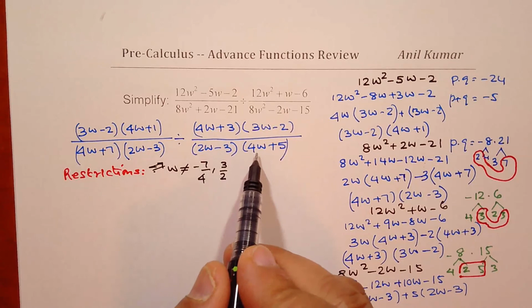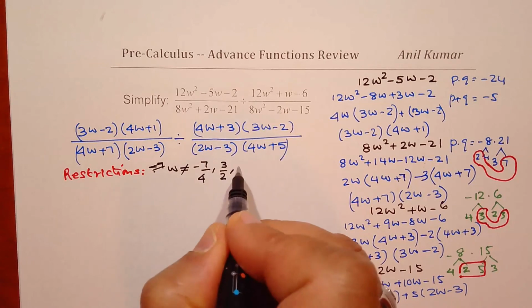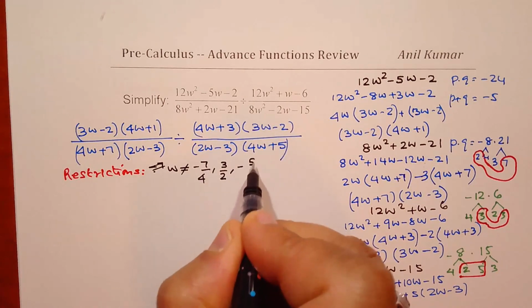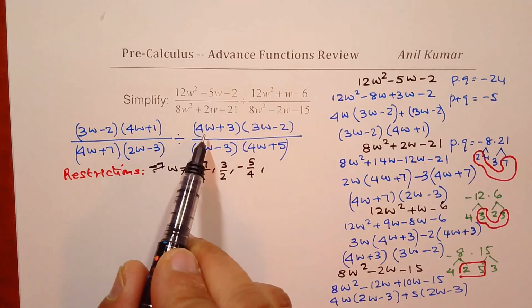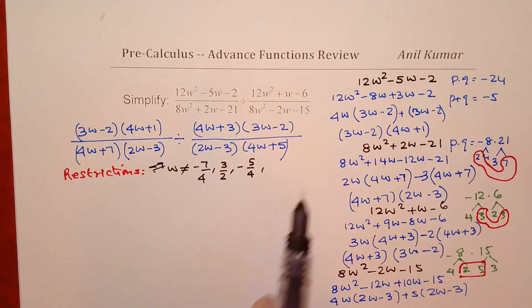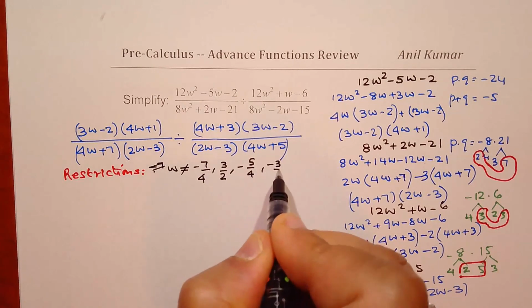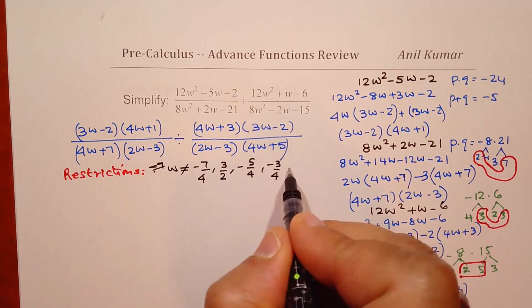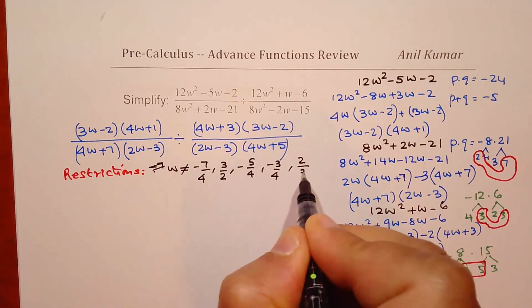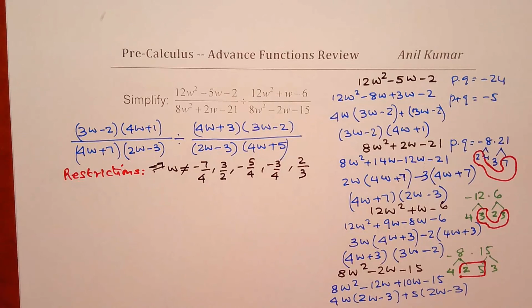Then we have here minus 5 over 4. We have to look into the numerator of the divisor also. Minus 3 over 4. And here we get 2 over 3. Right? So 2 over 3. So all these are the restrictions in the given rational expression.